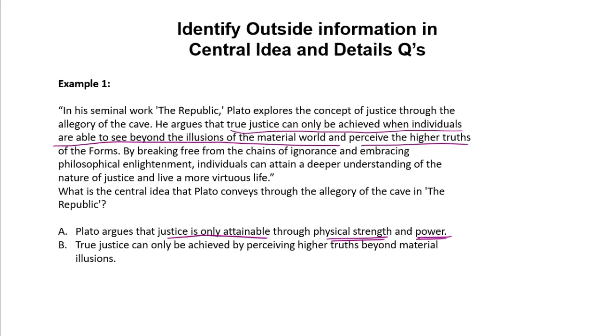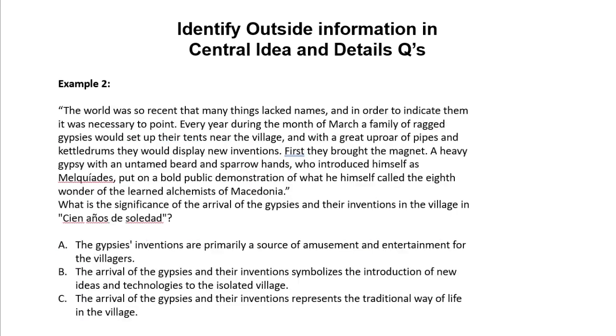But nowhere does the text talk about physical strength and power. So this is basically outside information. In the SAT, we are always looking for information given in the text. So if the information is not given, then you can eliminate those answer choices. So this one is outside information. This one is right. Let's look at another example.